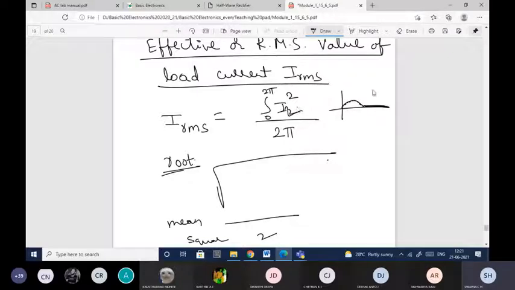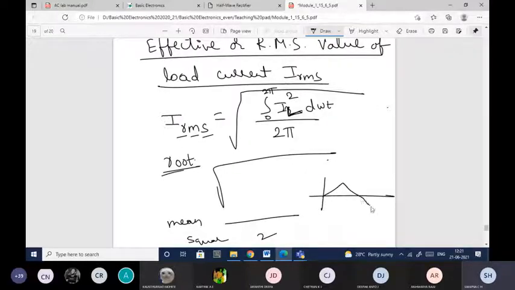area under that. Okay, so that is given by integral 0 to 2 pi IL square d omega t, and mean value, so 1 by 2 pi and square root. Okay, so root mean square. This is how, anything you take, any waveform, either the triangle waveform or square waveform, whatever might be the waveform, this is the procedure. Okay, so you need to take the square, integrate it.